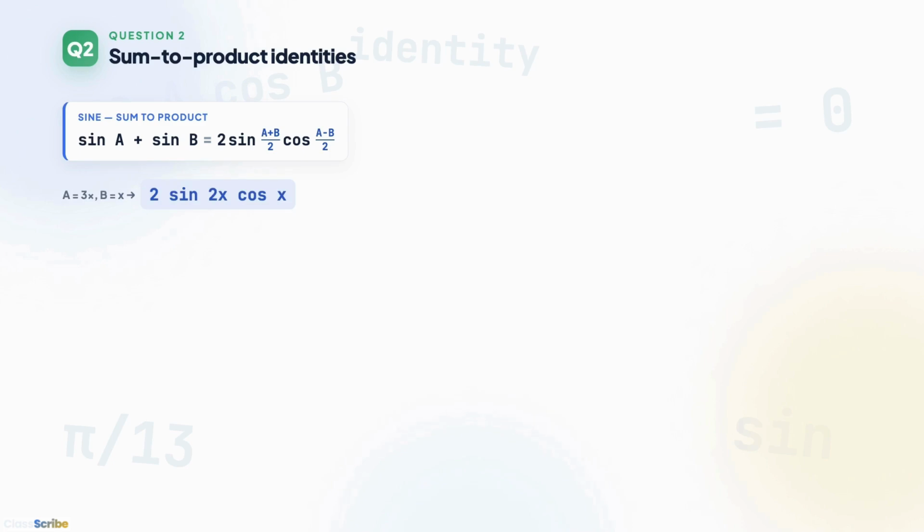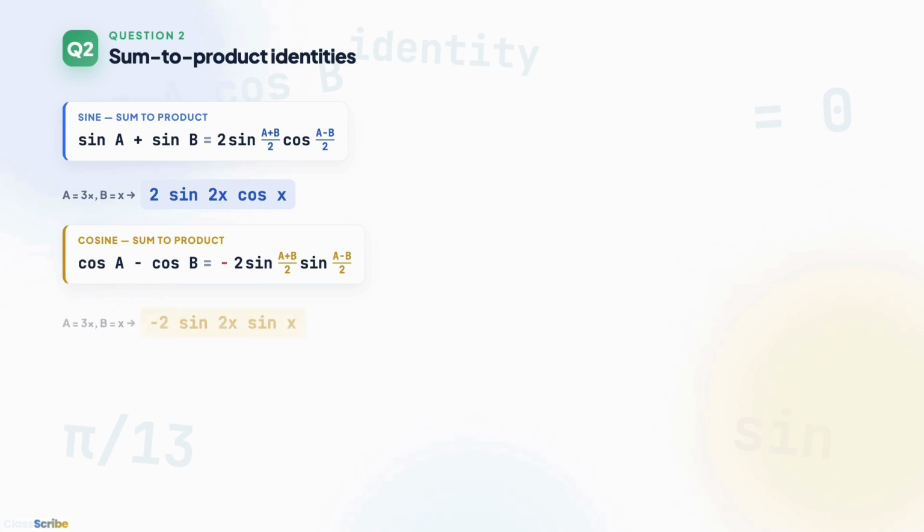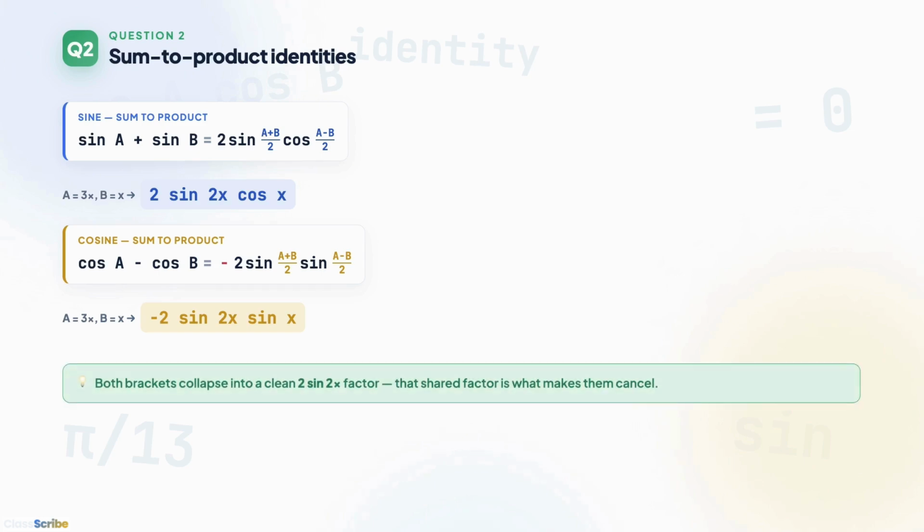First, sine A plus sine B equals 2 into sine of A plus B by 2 into cosine of A minus B by 2. Putting A equal to 3x and B equal to x gives 2 into sine 2x into cosine x. Next, cosine A minus cosine B equals minus 2 into sine of A plus B by 2 into sine of A minus B by 2. Substituting the same values gives minus 2 into sine 2x into sine x.